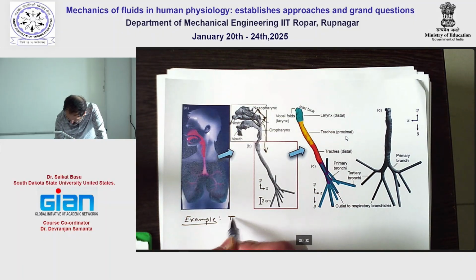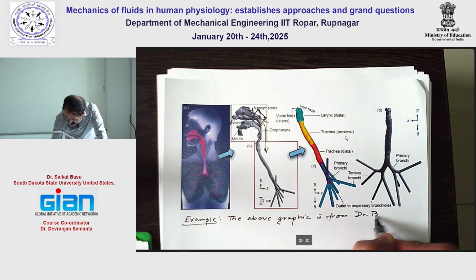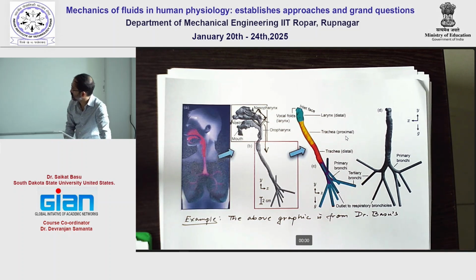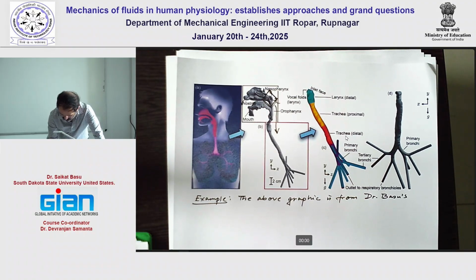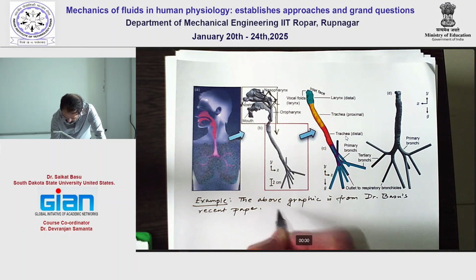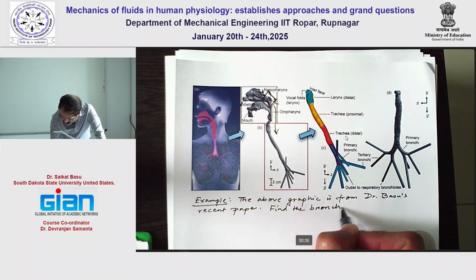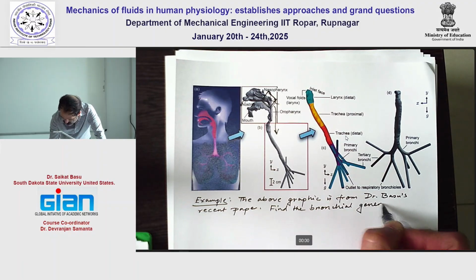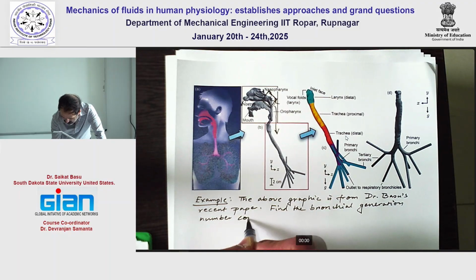Okay, so the above graphic is from, let me write myself in third person here, because if this material is shared, at least someone would know to look up the papers. It's from Dr. Basu's recent paper. Find the bronchial generation number considered in the idealized geometry.